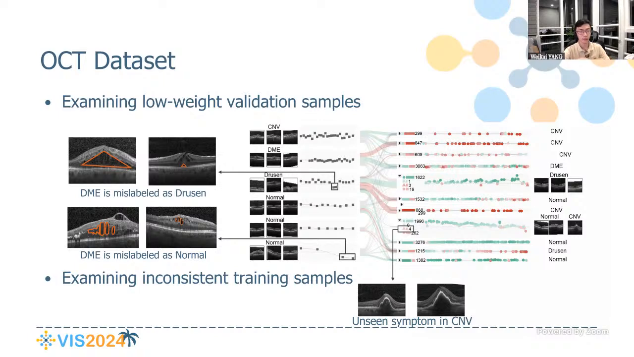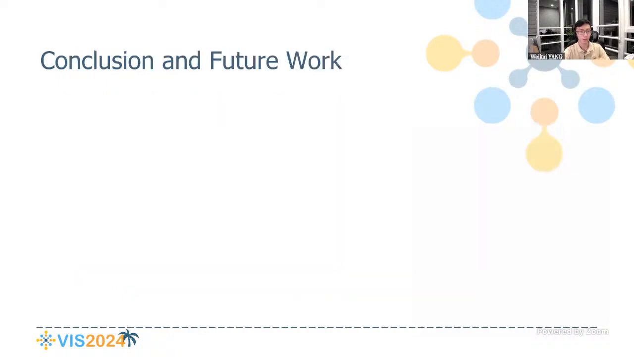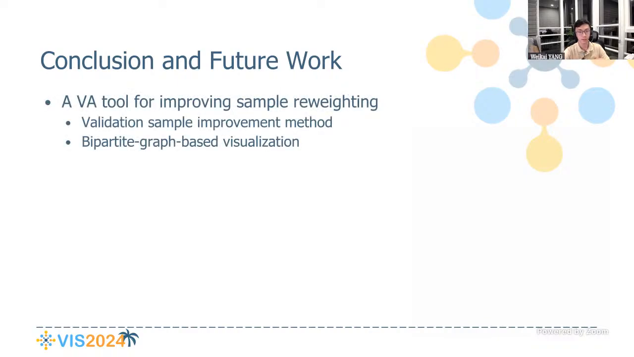And to address these issues, the experts will consider adding more validation samples that contain this symptom, so that the reweighting can work better. So in conclusion, we developed a visual analytic tool for improving the sample reweighting. It contains an automatic validation sample improvement method and a bipartite graph-based visualization to support interactive exploration and analysis.